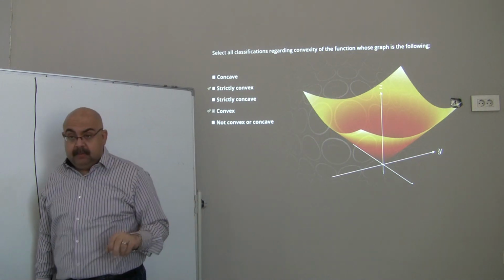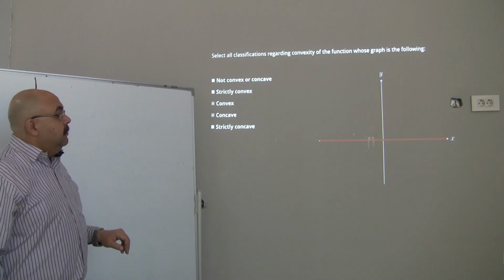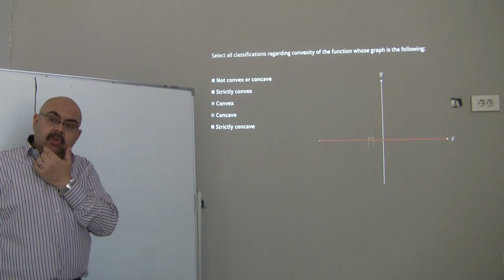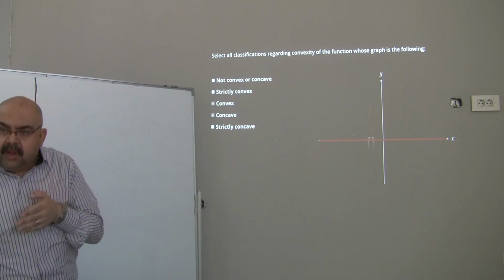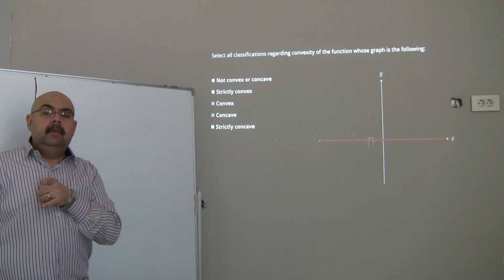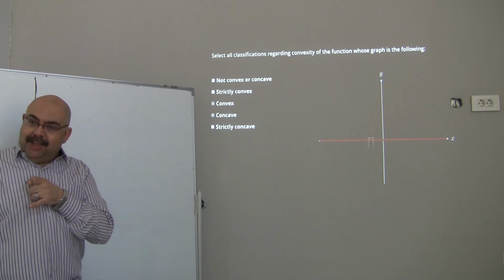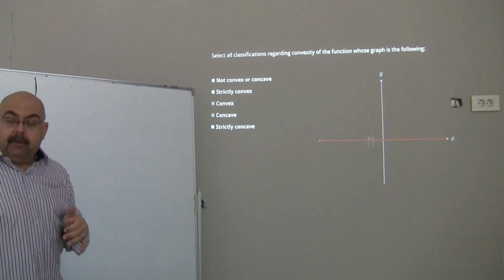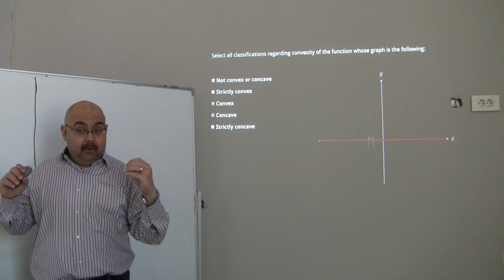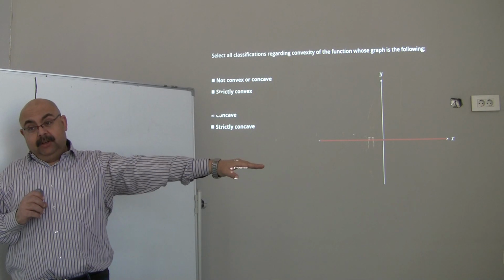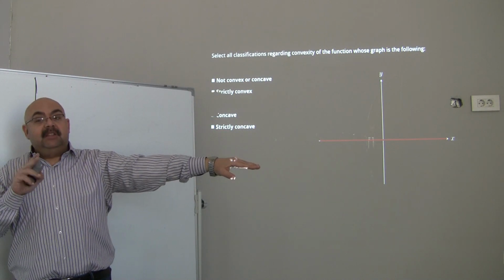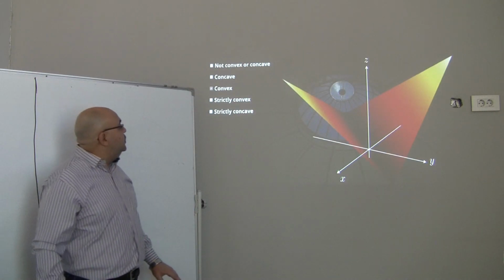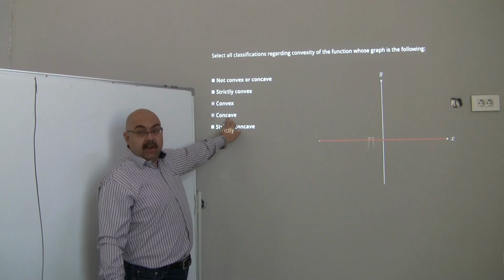Strictly convex shape. Okay, for this one, I just have a straight line. So it's not concave, not convex, or it is concave and convex at the same time. Concave, yes, you are right. Concave and convex at the same time, because of linearity, the first property that we spoke about. If we have a linear function, it has the two conditions in it, so it is a convex and a concave curve.